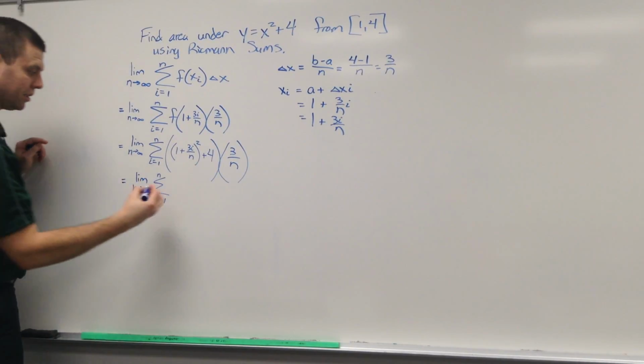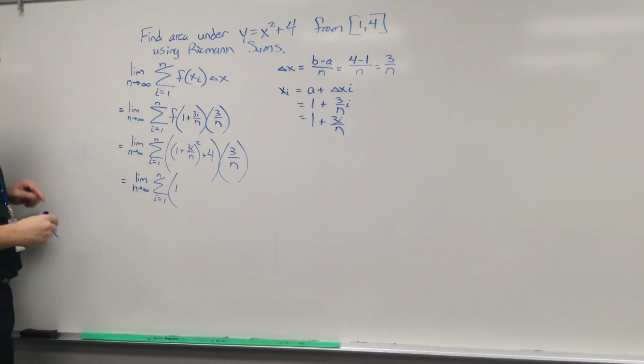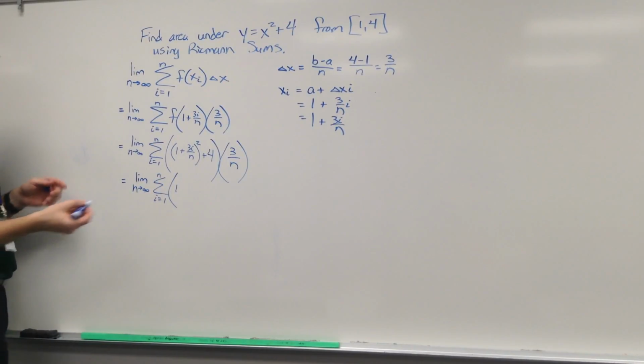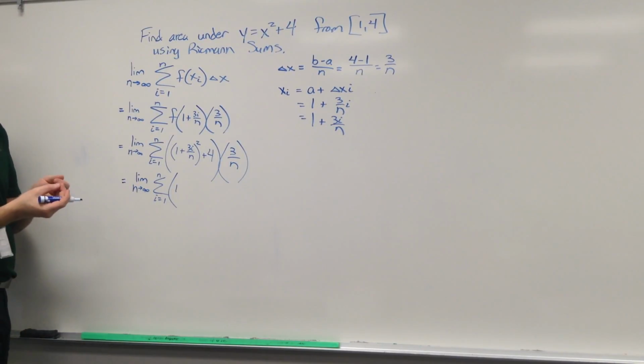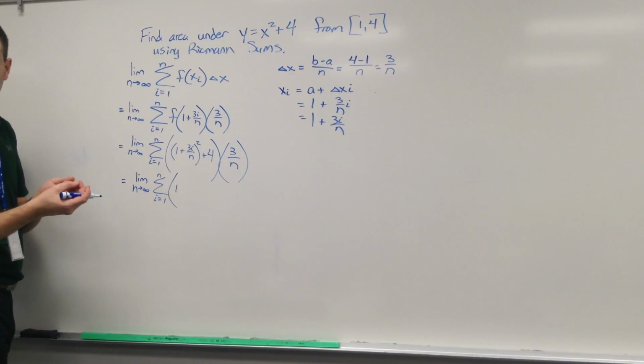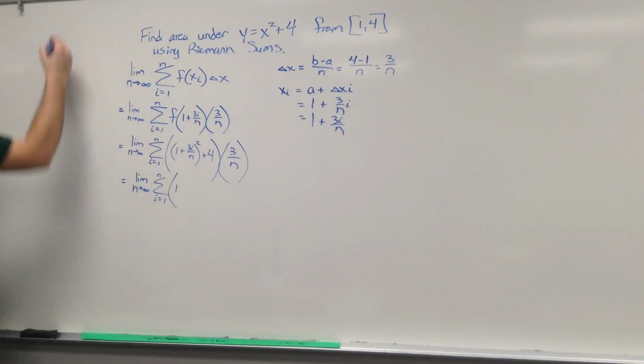So 1 times 1 is 1. 1 times 3i over n would be 3i over n. 3i over n times 1 would be another 3i over n. So if I got a 3i over n plus another 3i over n, that makes 6i over n. Alright, that's fine.